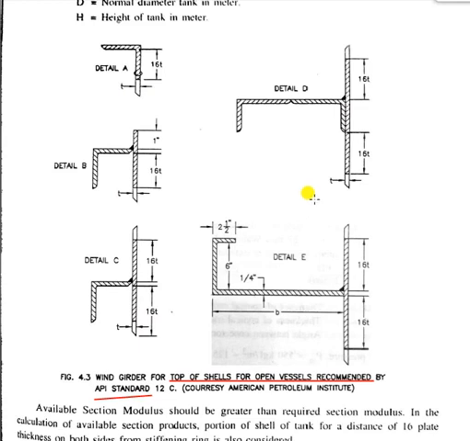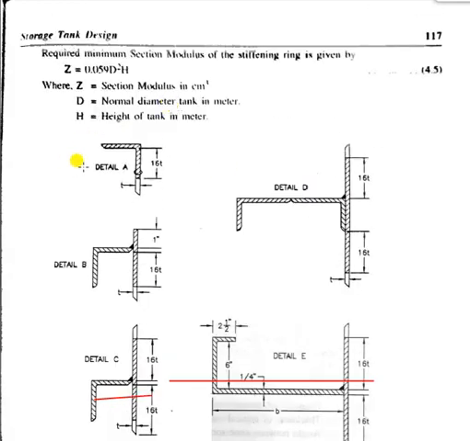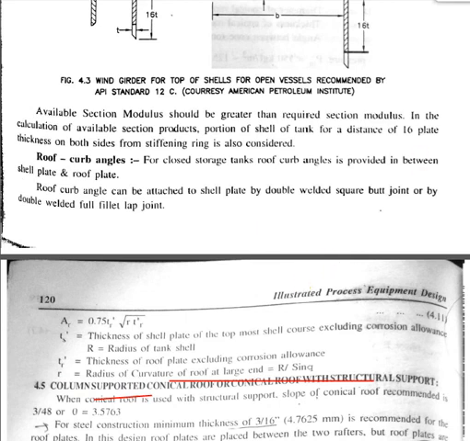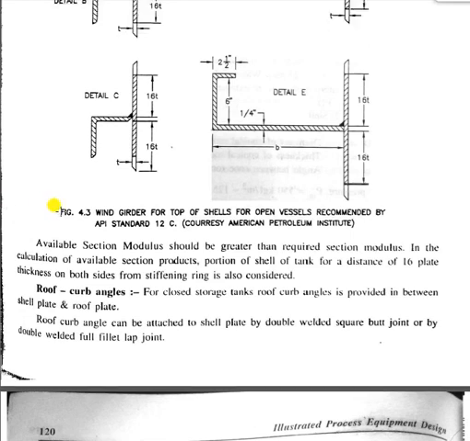Which have different thicknesses and different heights. So there is a limited number of girder types available, five. The available section modulus should be greater than the required section modulus. The available section modulus must be greater than the required.